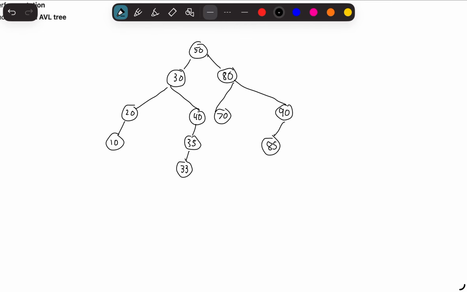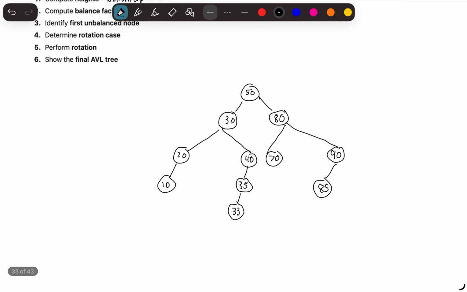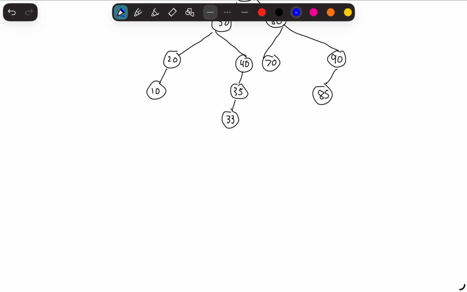So let's start with computing the heights. When you compute the heights, you do this from the bottom up. So let's start off with the leaves. In data structures, we define the height of a leaf to always be equal to 0. And a leaf has no children, so you can easily identify those by looking.